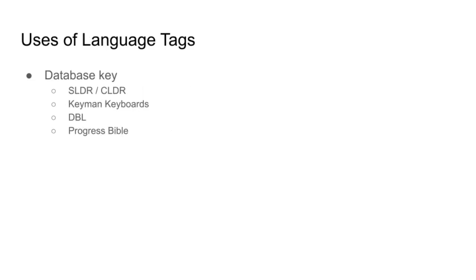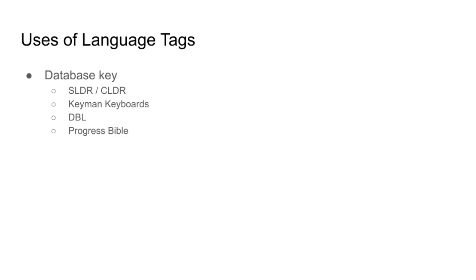So what do we use language tags for? Well, they're basically database keys. They're a string that we can use to key into a database. So we use them to key into locale information. I'll explain the alphabet soup a bit later on, SLDR and CLDR. We use them with Keyman keyboards.